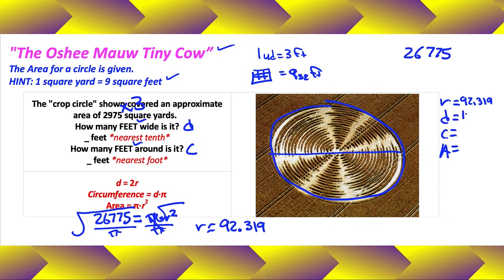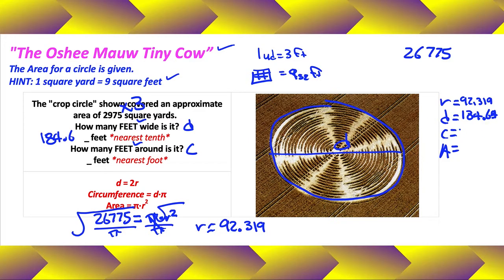Our diameter is going to be 184.637. Rounding to the nearest tenth, that's 184.6. So the feet across is 184.6 feet. That's what the diameter is. Again, we just found it: radius, you double it to get the diameter.